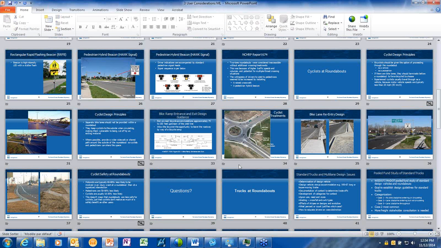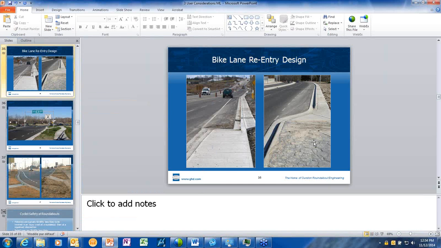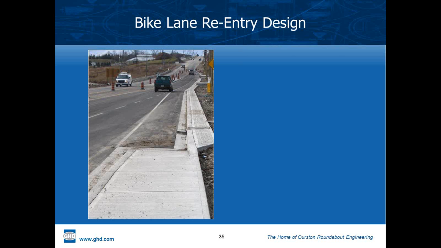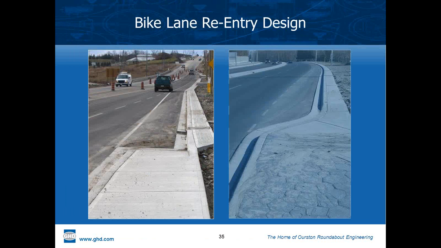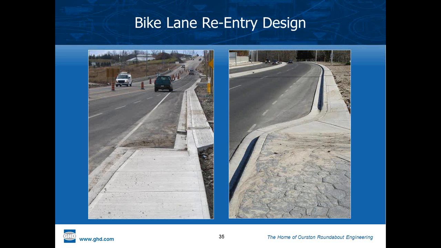Mark, on the side-by-side comparison of those two bike ramp or bike lane facilities that you had, I'm looking at slide 35. So it looks like in the picture on the right that there's some textured pavement there, or like paving stones of some sort. Is that done with intention to maybe force the bicyclists to get off their bike and walk it while they're on the sidewalk?